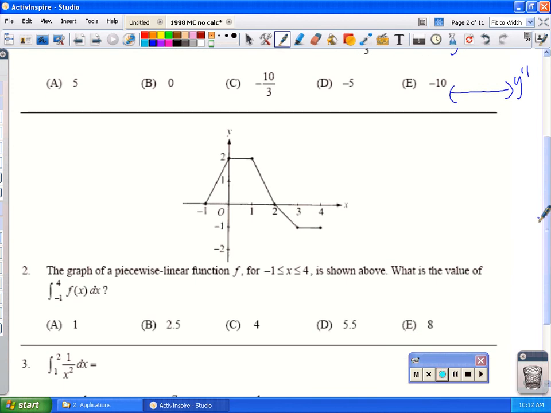Number 2, they're asking us to evaluate a definite integral. We know that evaluating a definite integral is area under a curve. So by geometry, we're going to find the area of this region, and we know that that area will be positive. We're going to find the area of this region, and we know that area will be negative.